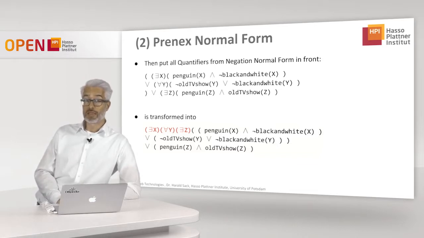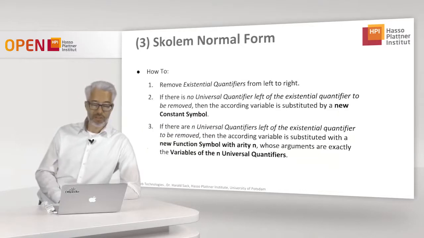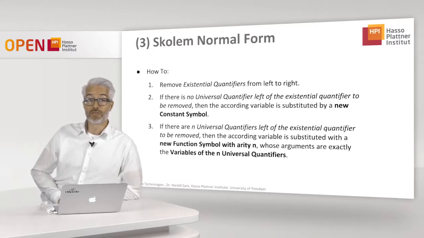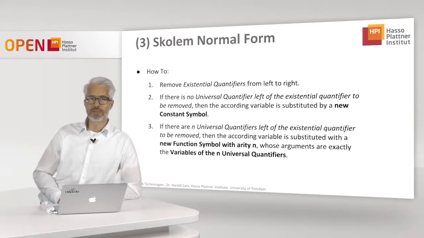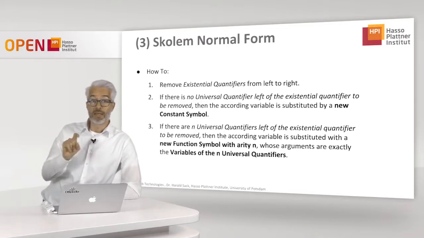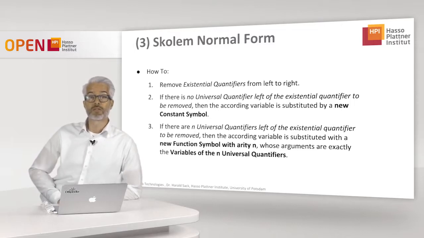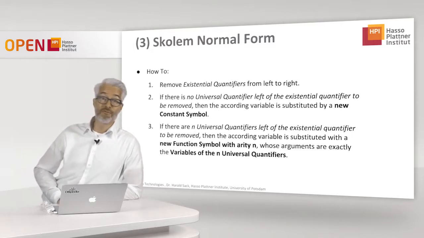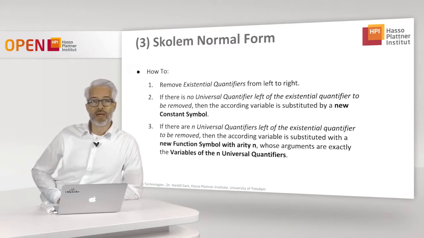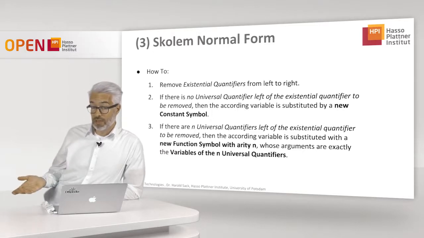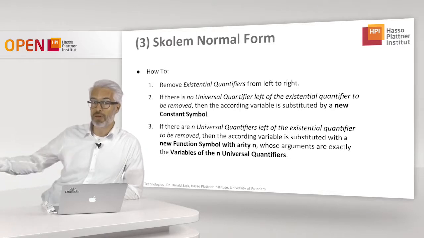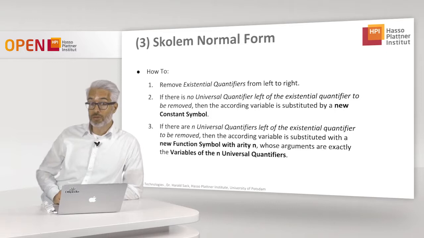So now we have to take care of the quantifiers. This is achieved in the third normal form, the so-called Skolem normal form, named after Thoralf Skolem, a famous logician. What you do here is the following. You remove the existential quantifiers, starting from the left and going to the right. Now you have to consider where the universal quantifiers are. If there is no universal quantifier left of the existential quantifier to be removed, then the according variable is simply substituted by a new constant symbol, because the existential quantification says there exists an individual for which something holds. And we have no other constraint, therefore we substitute it with a constant.